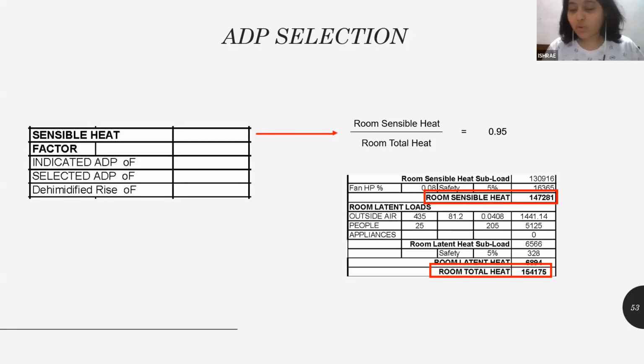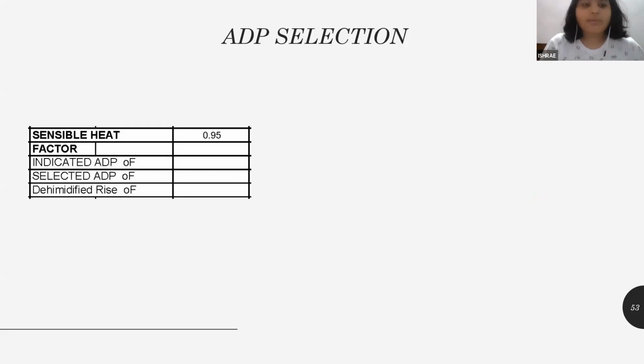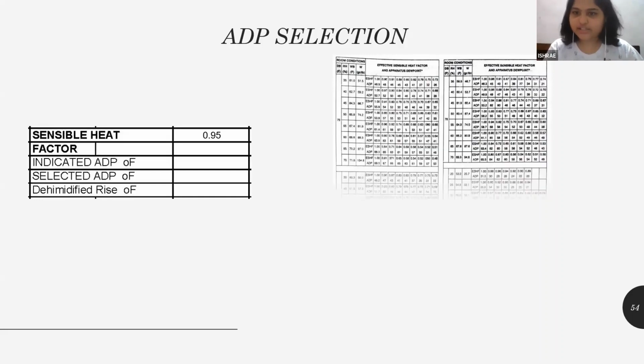And if you want to know what the correlation is and how to find it, you'll have to go for the psychrometric chart. You cannot go through the table. So, talking about the selection of ADP. Now, this is the table that ISHRAE has given.